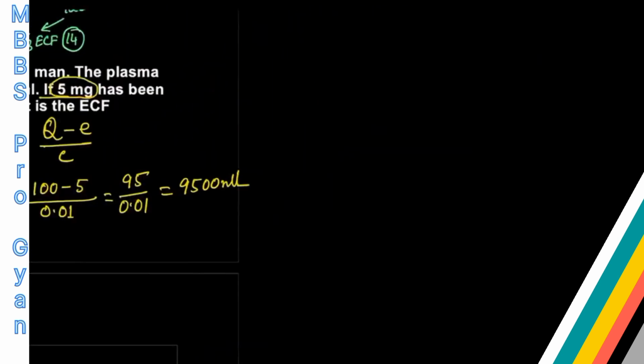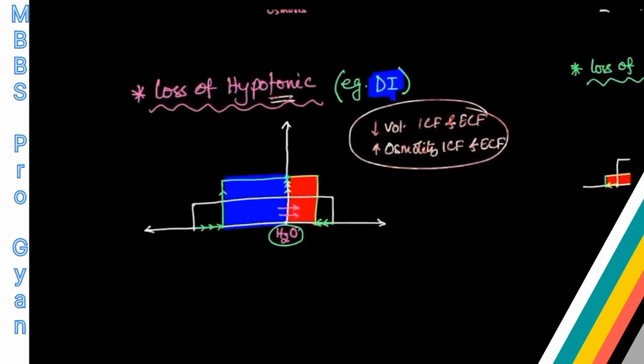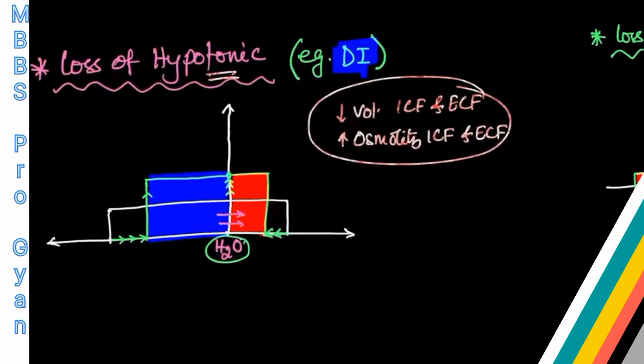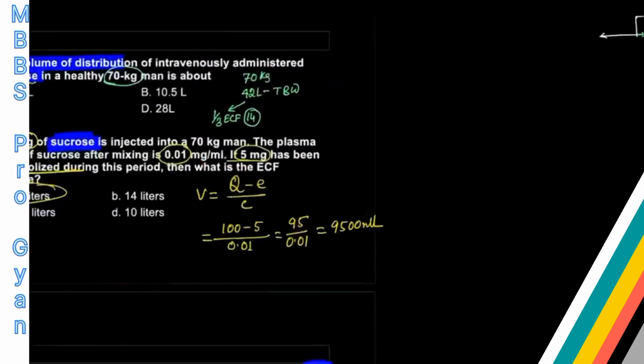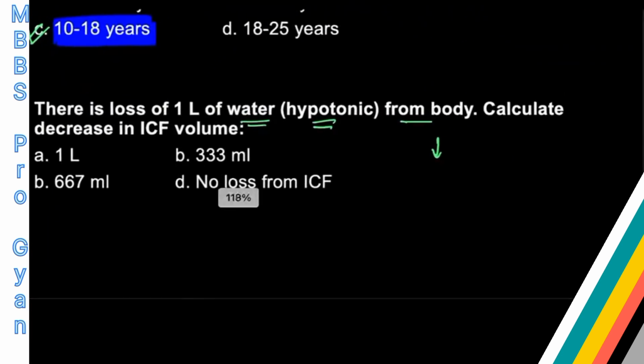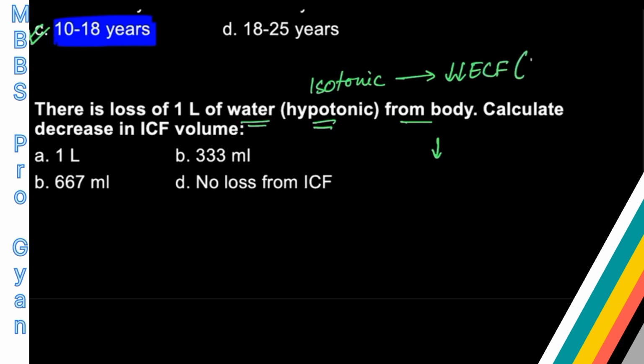We have already seen from the Darrow-Yannet diagram. If I show you the diagram, see, loss of hypotonic, we have already discussed. What will happen? There will be reduction in volume of ICF as well as ECF. So please note down that if this question is asking that there is loss of isotonic water, then there will be only decrease in ECF volume. How much decrease? 1 liter ECF volume will be decreased. That is the answer of this question if it is isotonic.